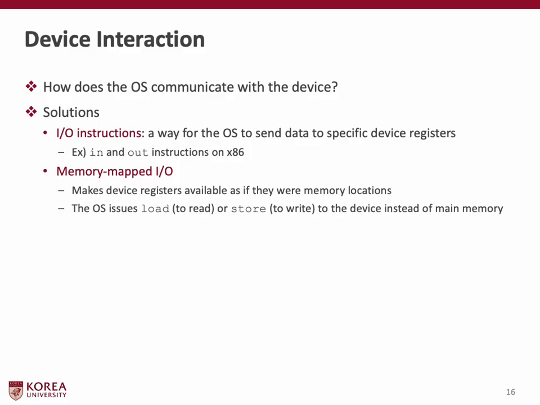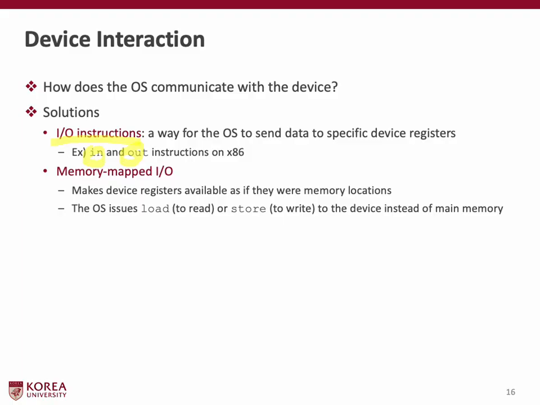So how does the operating system actually communicate with I/O devices? There are two main methods. The first one is using I/O instructions, like the in and out instructions on x86 systems. These instructions let the operating system access specific device registers.